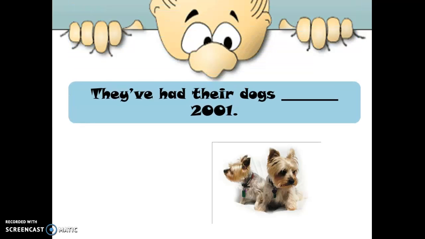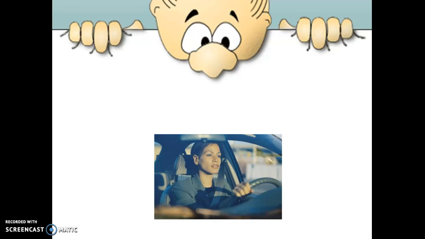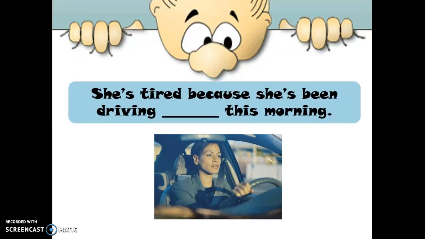They've had their dog since 2001 or for 2001? 2001 is a specific point in time, so we use since. She's tired because she's been driving since this morning or for this morning? This morning is a specific point in time, so we have to use since. Okay, guys, these are some examples of how you have to use since and for.